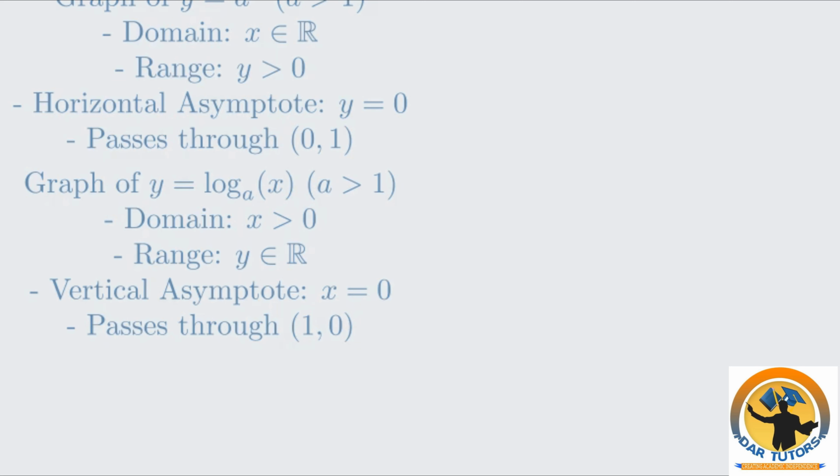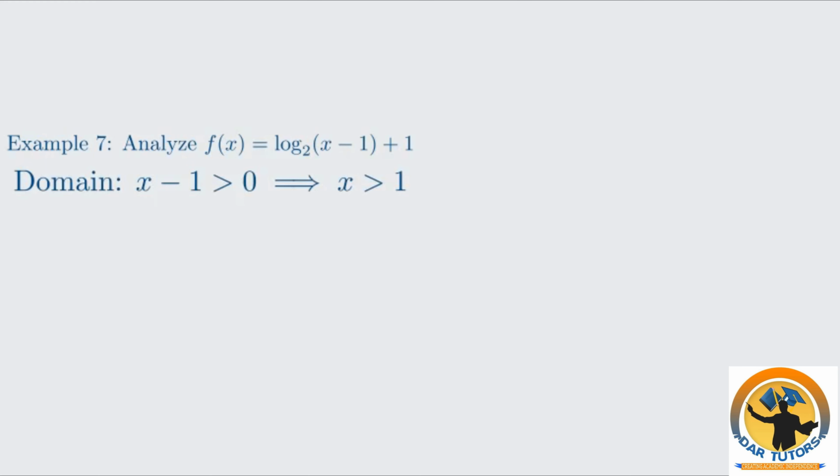Now let's analyze a transformed logarithmic function. Consider the function f of x equals log base 2 of (x minus 1), plus 1. First, let's find the domain. The argument of a logarithm must be positive. So x minus 1 must be greater than 0, which means x must be greater than 1. The domain is all real numbers greater than 1. The vertical asymptote is where the argument is 0. So the vertical asymptote is the line x equals 1.